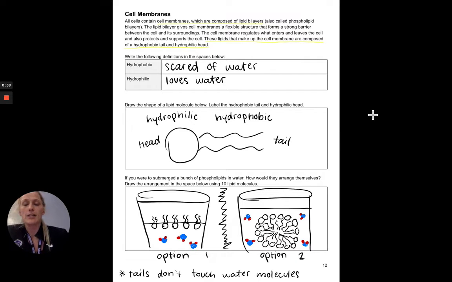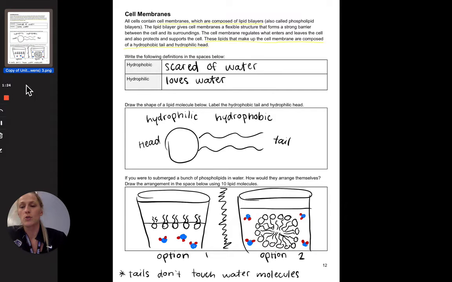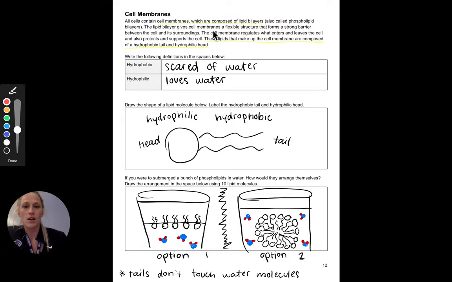The lipid bilayer gives cell membranes a flexible structure that forms a strong barrier between the cell and its surroundings. The cell membrane regulates what enters and leaves the cell and also protects and supports the cell. These lipids that make up the cell membrane are composed of a hydrophobic tail and a hydrophilic head. So for that first paragraph, just make sure to underline those two sentences. The first one being the cell membrane is composed of lipid bilayers. And then second, make sure to do this last sentence here.